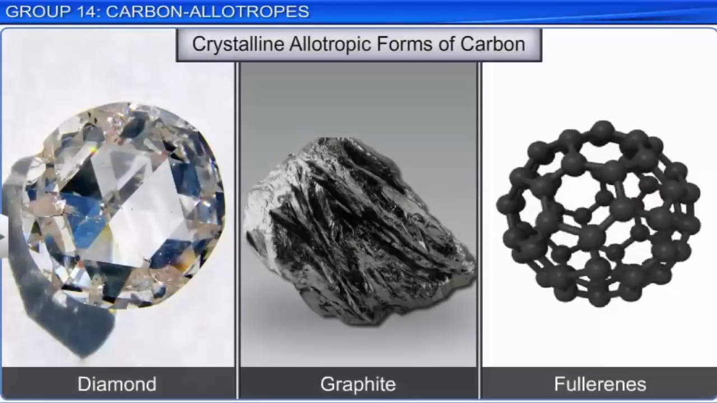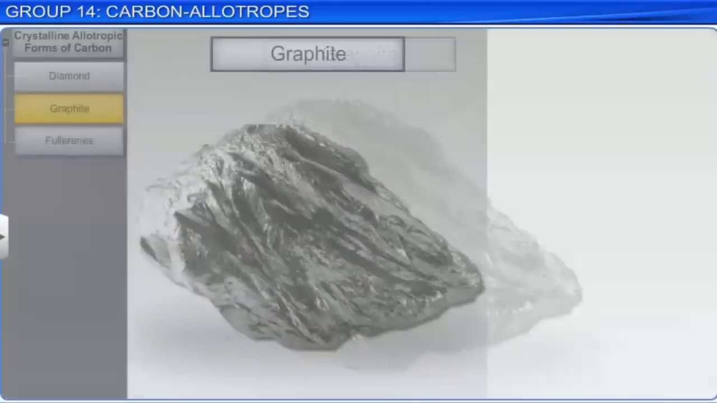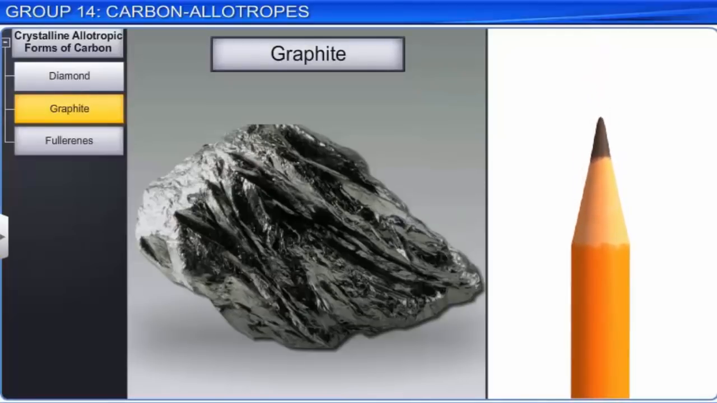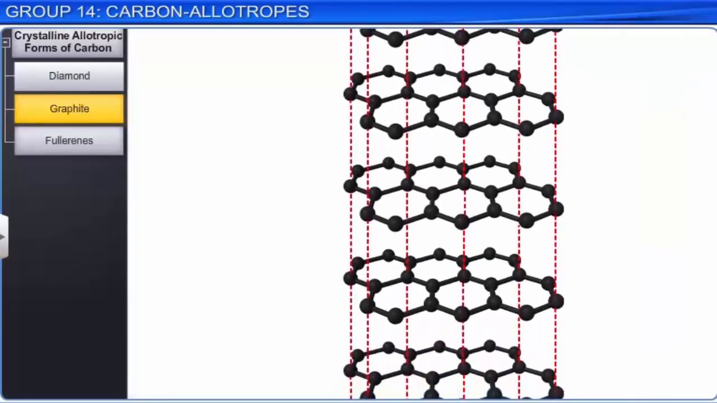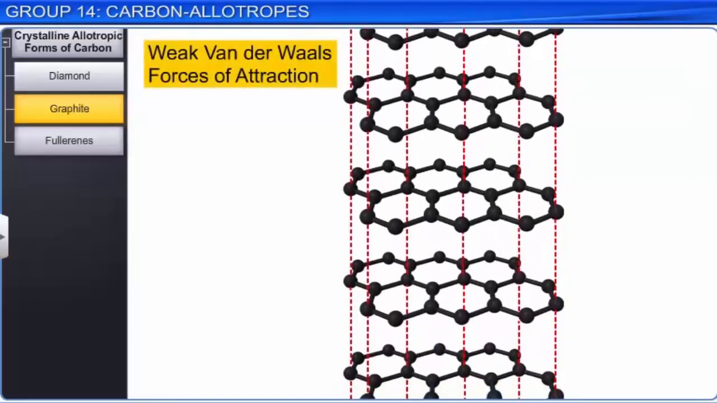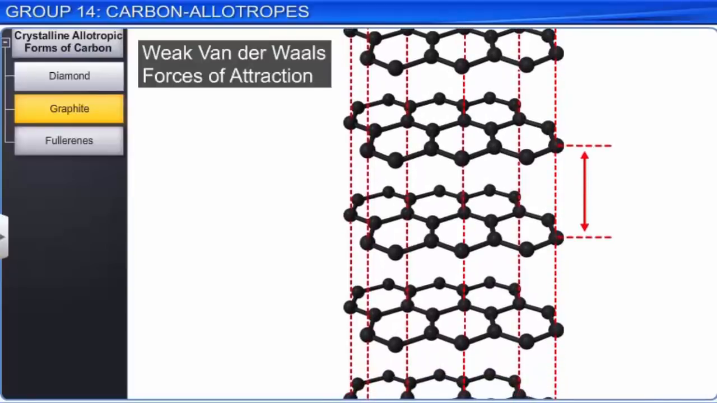Another important allotrope of carbon is graphite. You are probably most familiar with this form of carbon for its use in pencils. Despite the name, pencil leads are actually made of graphite. Graphite has a layered structure. These layers are held together by weak van der Waals forces of attraction. The distance between any 2 successive layers is 340 picometers.